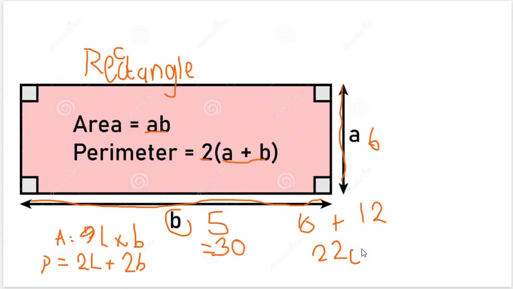Let's say this is centimeters. When it comes to area, we write it as meters squared. When it's area, you will say meter squared.